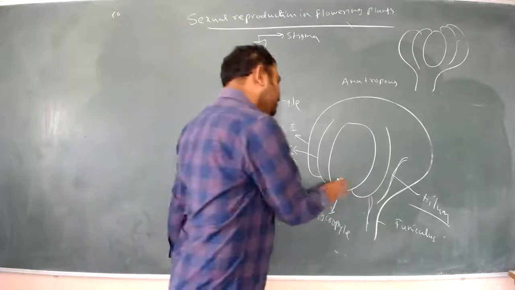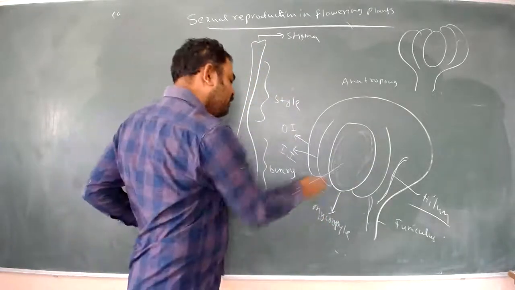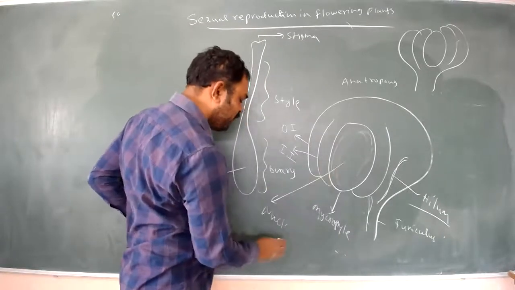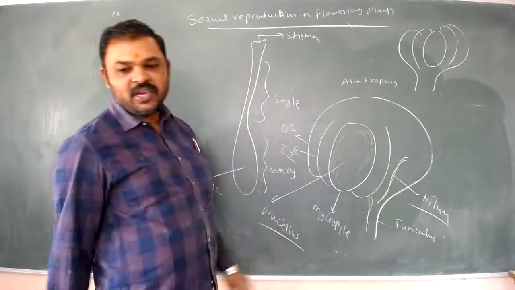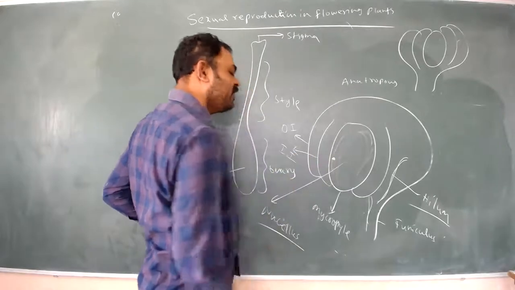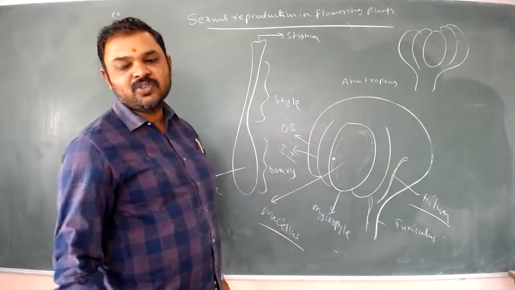Inside, there is a tissue. That diploid tissue in the body of the ovule is called the nucellus. It is a diploid tissue. From this nucellus, what will be derived? A cell will come. What is that cell? The archesporial cell.